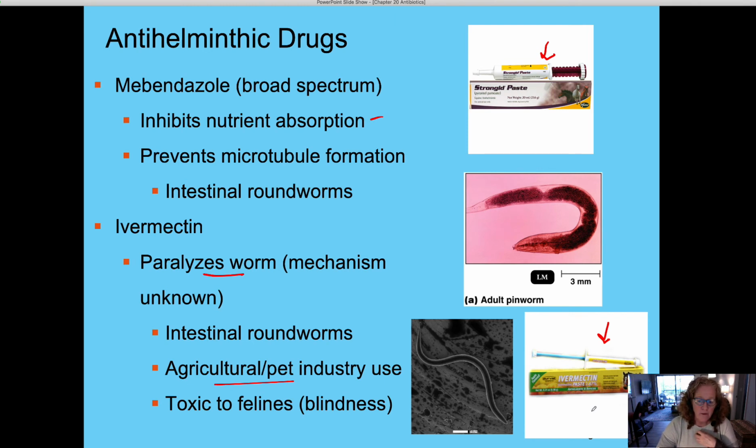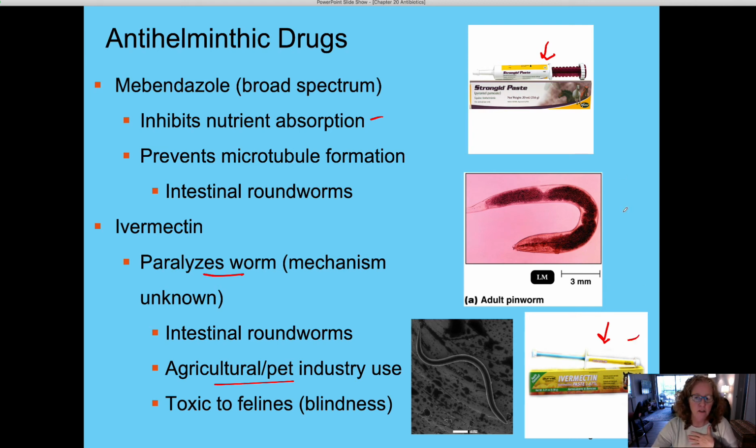One problem with ivermectin, however, is you cannot give it to cats. Ivermectin cannot be given to cats. It affects the optic nerve and can cause temporary blindness. It can cause permanent blindness if you continue to give it to them. So do not give ivermectin.